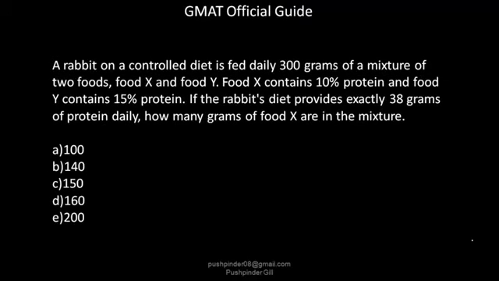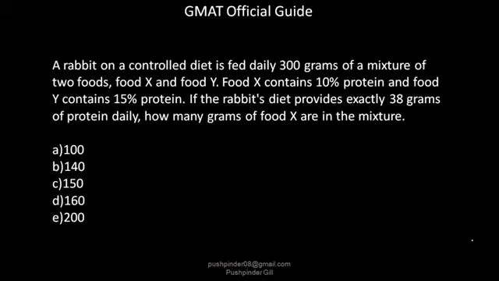Alright, let's see another GMAT Official Guide question. Now understand that you have to identify whether the question is from allegation or not. Now let me read out the question for you. A rabbit on a controlled diet is fed daily 300 grams of a mixture of 2 foods. Now whenever you see 2 things getting mixed, start thinking allegation. Your brain should start thinking allegation. Food X contains 10% protein, food Y contains 15% protein.